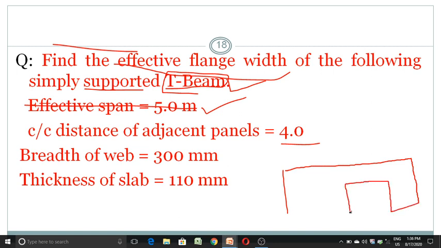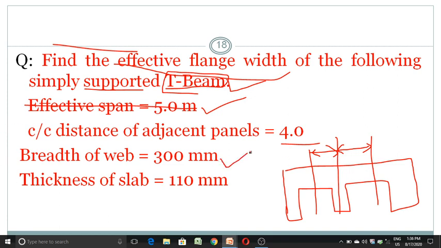Say this is a slab and beam system, right? Here, this distance is given to you: the center to center distance of adjacent panels, say from here and here. This total distance given is 4 meters together, and the breadth of the web is 300 mm.